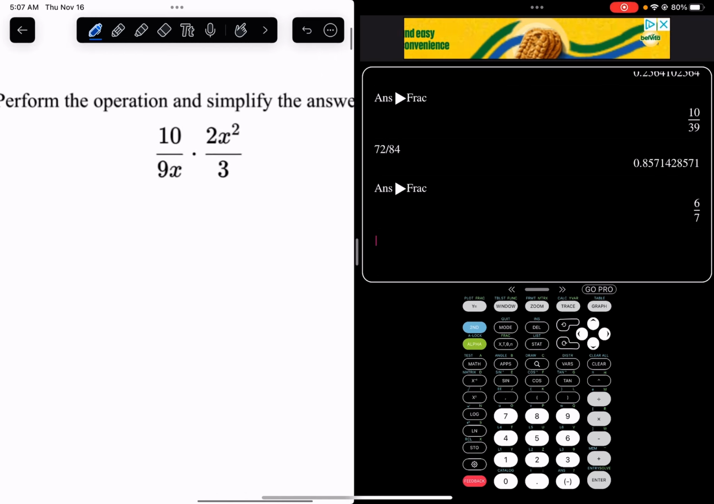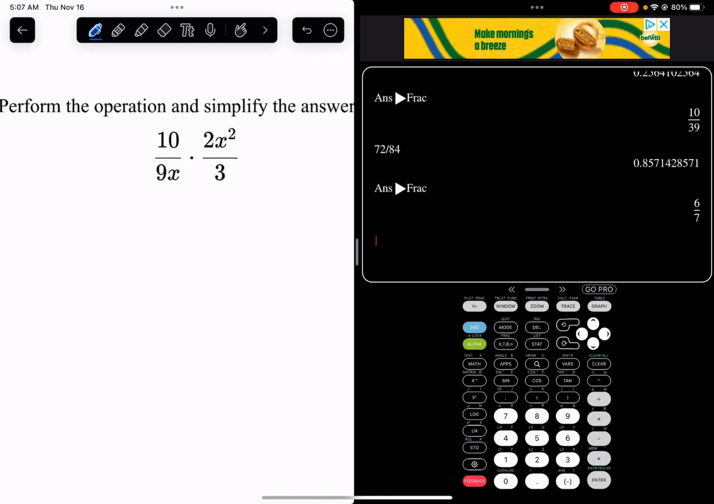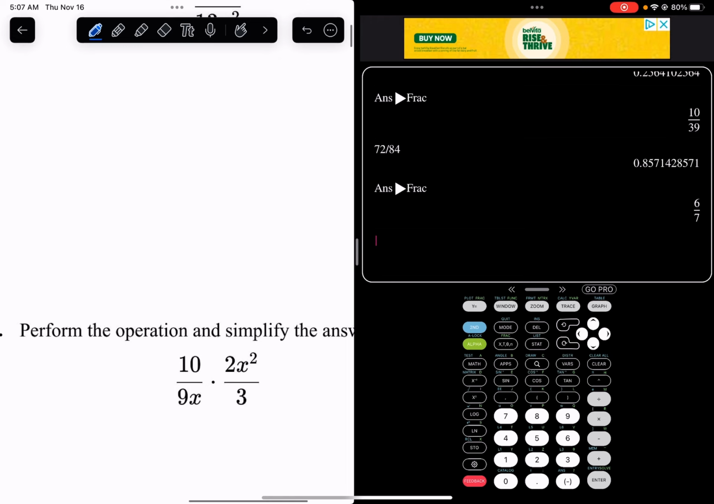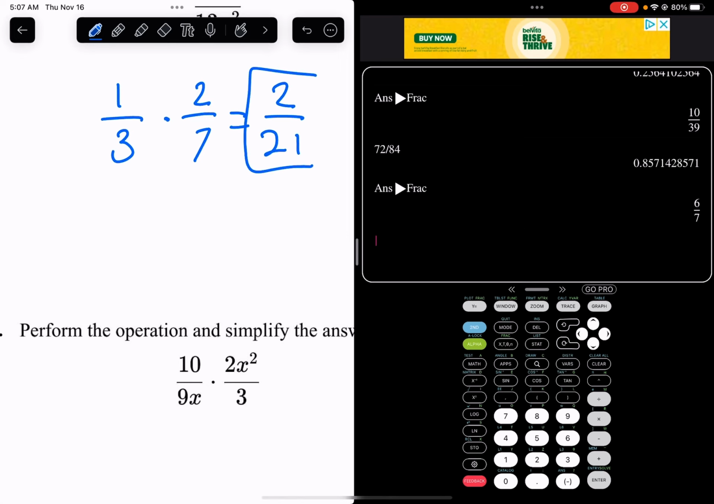All right, so let's go ahead and try this one. So this one is multiplying fractions. Hopefully you guys remember, I believe you were taught keep, change, flip. So that's for division. For multiplication, you just do it as is. I'm going to give you some examples. Let's say we had 1/3 times 2/7, and we were multiplying these. For fractions, you multiply the top, multiply the bottom, and then you simplify this if you can.